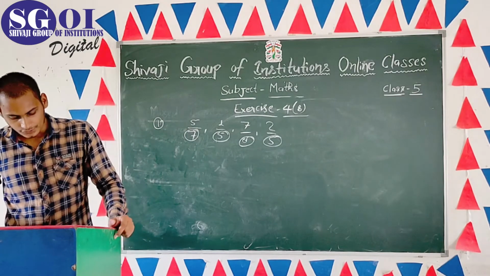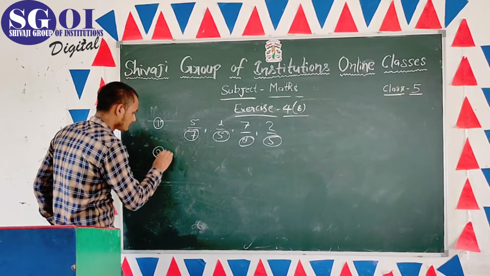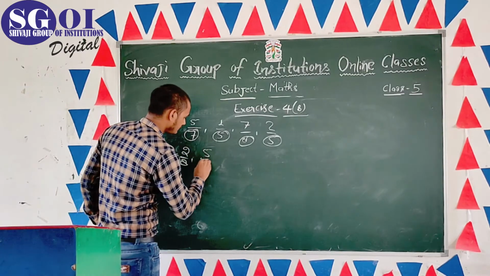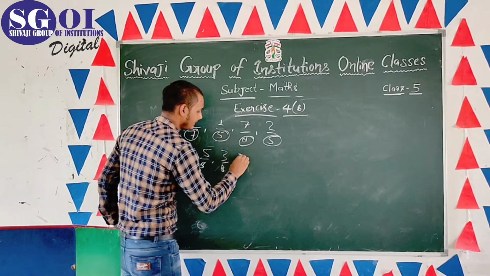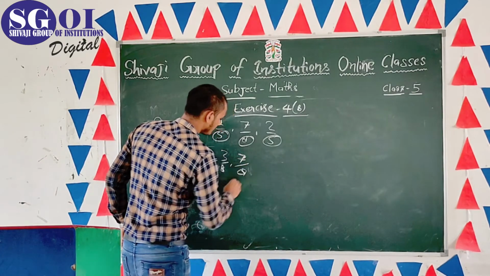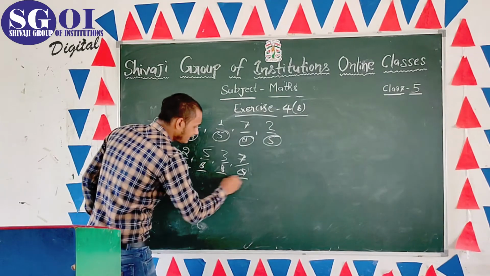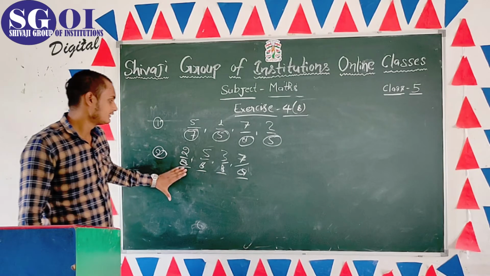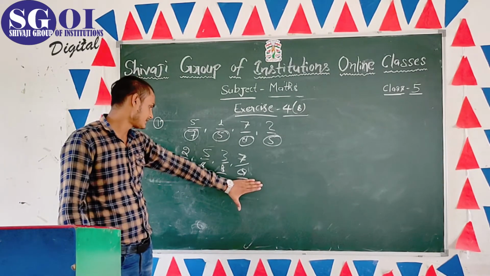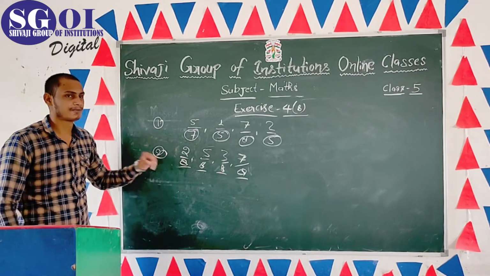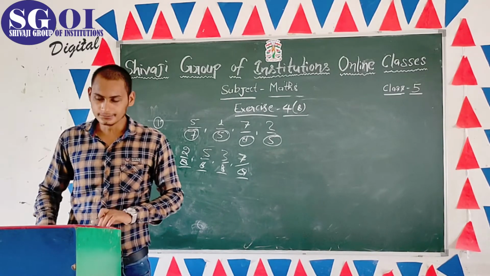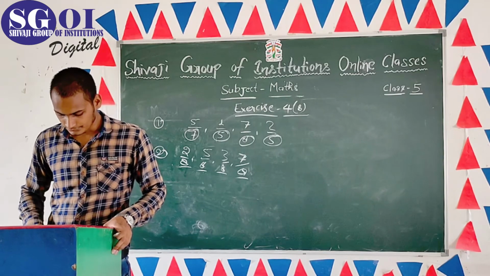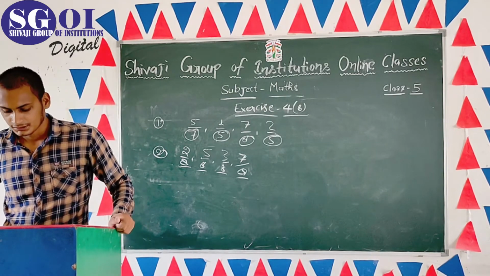Question number 2 is 2 upon 8, 5 upon 8, 3 upon 8, and 7 upon 8. Here the denominators are the same. So, these types of fractions are called like fractions. Okay, friends? Understood? Question numbers 3 to 8, you have to do all the questions yourself.